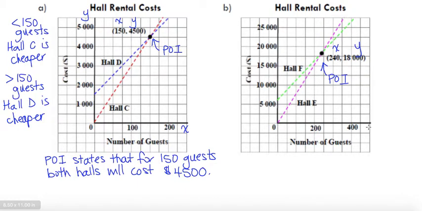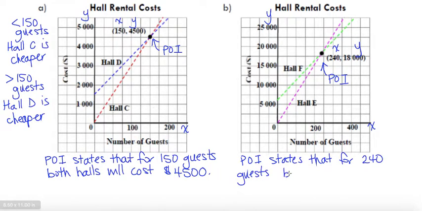The x-coordinate, 240, refers to the number of guests, so 240 guests, and the y value of the coordinate refers to our y-axis, which is the cost in dollars, so $18,000. So we can say the point of intersection states that for 240 guests, both halls will cost $18,000.